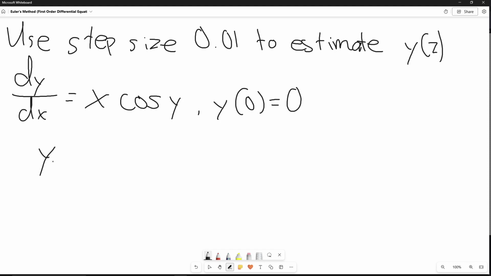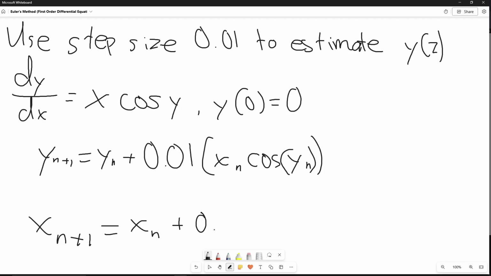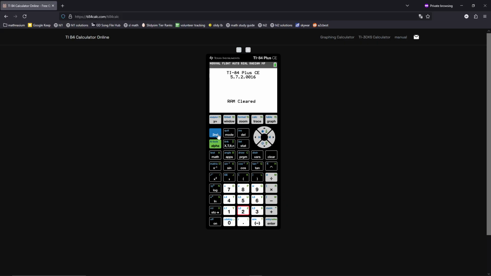And first we write our formulas. y of n plus 1 is equal to y n plus h times f of x and y, and h is 0.01, and our f is our dy over dx, which is this. So we plug those in, 0.01 times xn cosine yn. Then our xn plus 1 is equal to x of n plus h, and our h is 0.01. So this is what we have, and then we just plug this into our calculator.